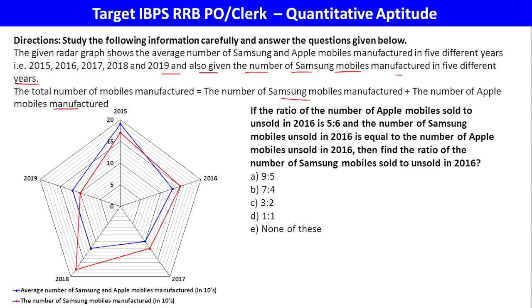Okay. First of all, the blue line is representing the average. Average represent chestundi ante dinni double chesthe naaku total vastundi, 19 double 380. Total is 380. Samsung is 15, 16, 17, 170. Apple is 380 minus 170, which is 210. Right.